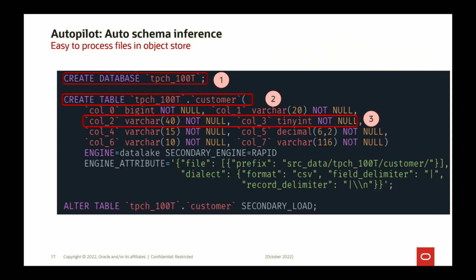There's one aspect of Autopilot which helps improve query performance, but there's another aspect which offers ease of use. So when you have data in the object store in a file format like CSV, in most of the systems, the user or the DBA is expected to provide the mapping between the file and the corresponding schema in the database. With MySQL HeatWave, this is done automatically with Autopilot.